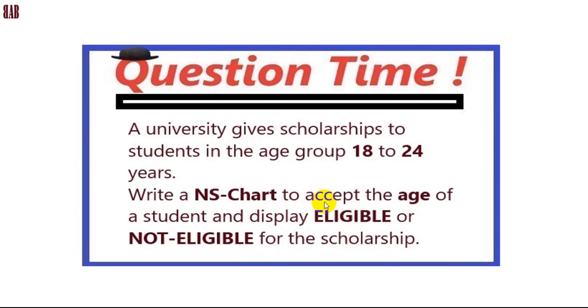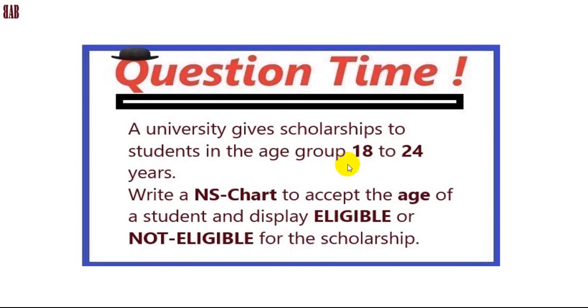That is, if the age entered is within 18 to 24, including 18 and 24, that is 18 or 19 or 20 or 21 or 22 or 23 or 24, it should say eligible. If it is anything less than 18, 17 or 16 or 15 or anything lower, or anything more than 24, which is 25 or 26 or 27, any other outside values, it should say not eligible. That's a very straightforward NS chart, okay?